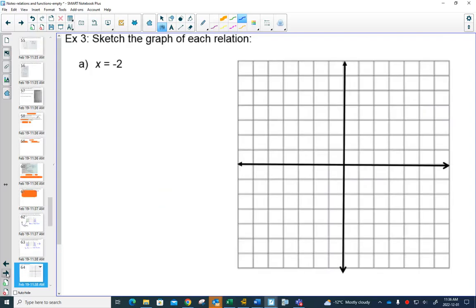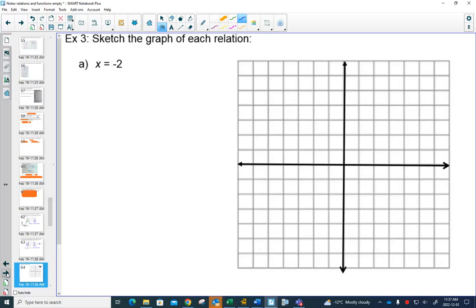So the next thing we're going to do is look at some of the equations that form straight lines. Most of them will be in y equals mx plus b, but there are 2 special equations that are just x equals and y equals.